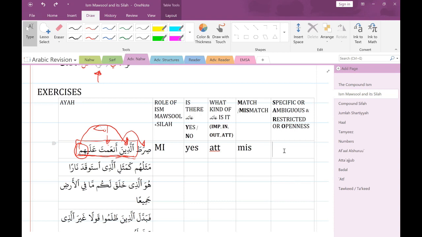Now again, the ism mawsool, is it specific or ambiguous? What do you think? Specific. Yes. So alladhina is talking about those specific people. Yeah, specific people. الذين أنعمت عليهم, specific people.